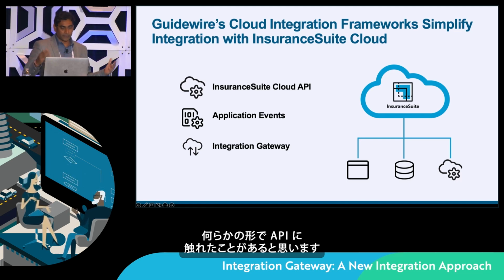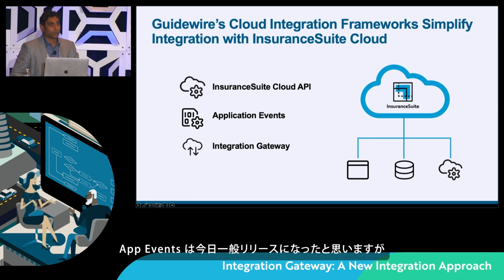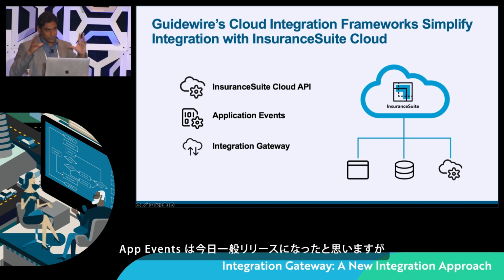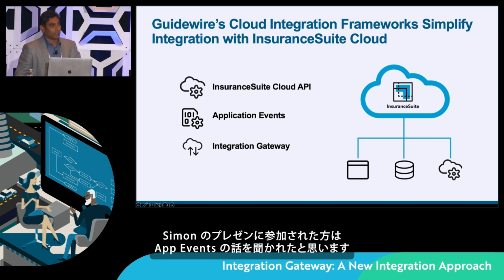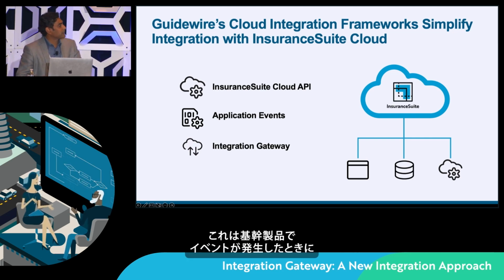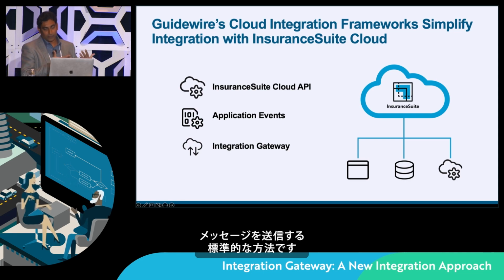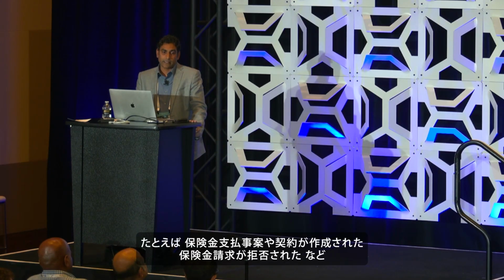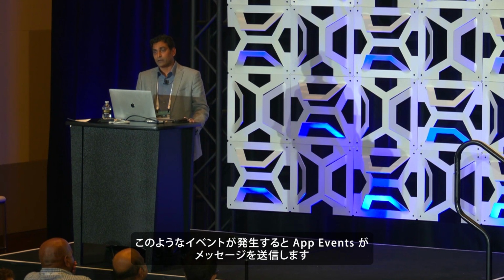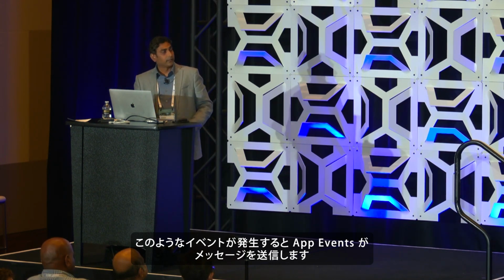and you've worked with the API in some capacity. App Events, which is just, I think it's GA today, right? So if any of you went to Simon's presentations, he talked about the App Events. But this is a standard way to publish outbound messages when there are events happening in the X Center. As an example, let's say a claim was created, a policy was created, or a claim was denied. All these events, when these happen, App Events can publish an outbound message, right?